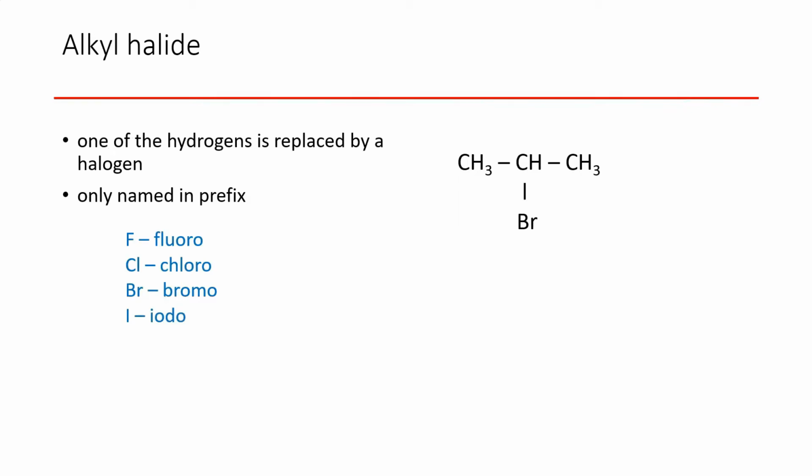Then we have our acyl halides. These are where we add halogens to our hydrocarbon chain, and we'll be looking at a number of molecules. This is a very useful thing to add on to the carbon chain because it allows us to then do some other reactions. And they're also only named in prefix, and the prefix depends on what halogen it is.